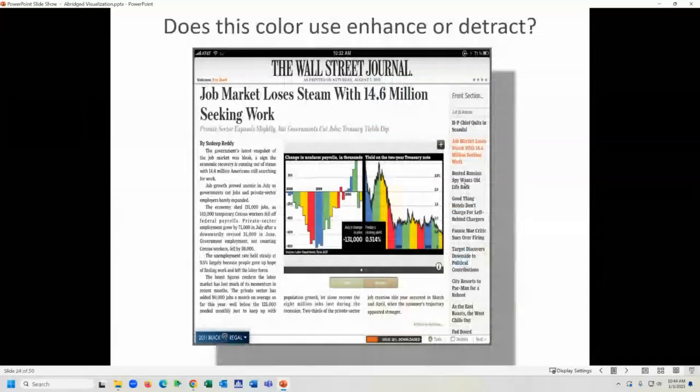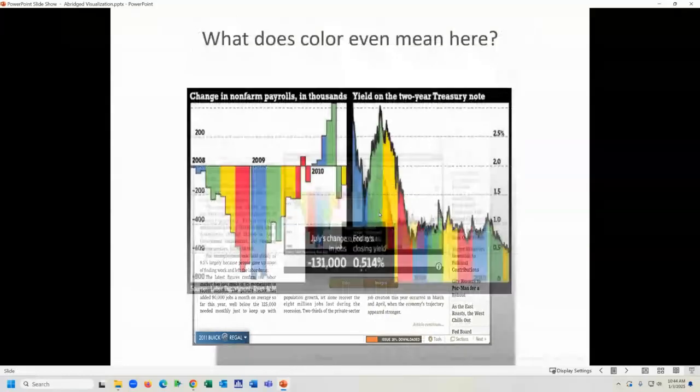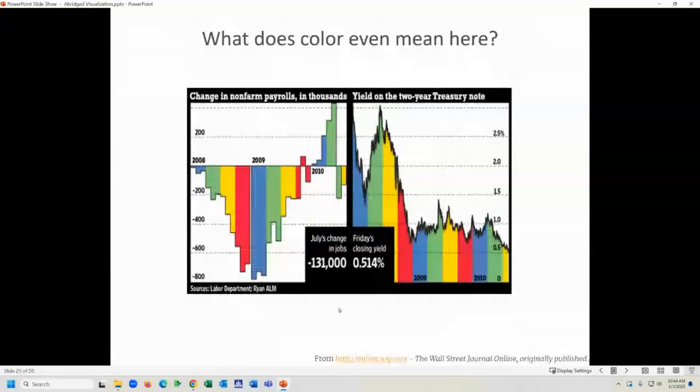Here's an example where color does not work. It was in the Wall Street Journal many years ago, but you can find lots of examples in publications today where things are made colorful for no particular good reason. And when you try to understand what the colors are doing here, here's a little closer view of it. It's almost impossible. The colors don't convey any information here. And all they do is divert your attention from the actual graph.